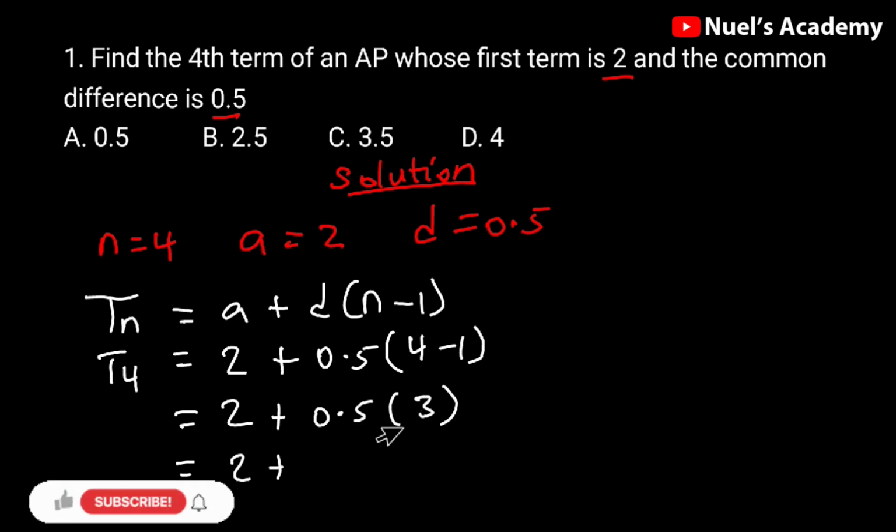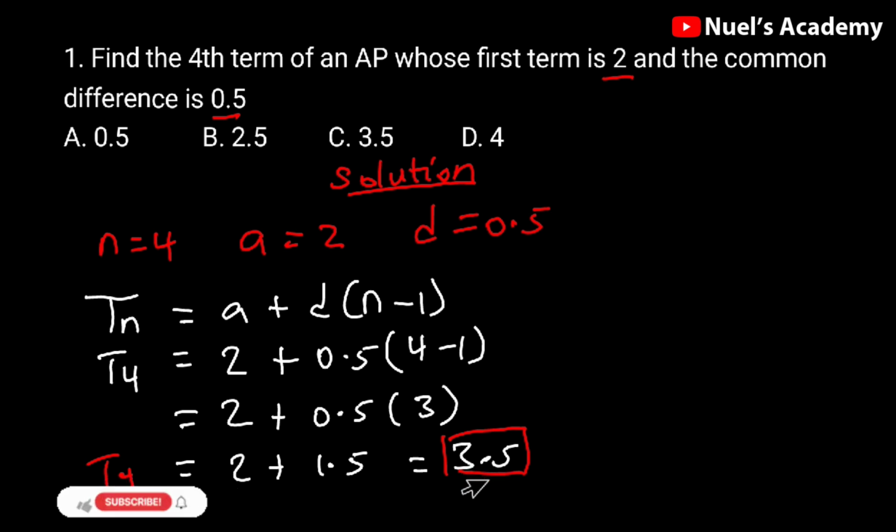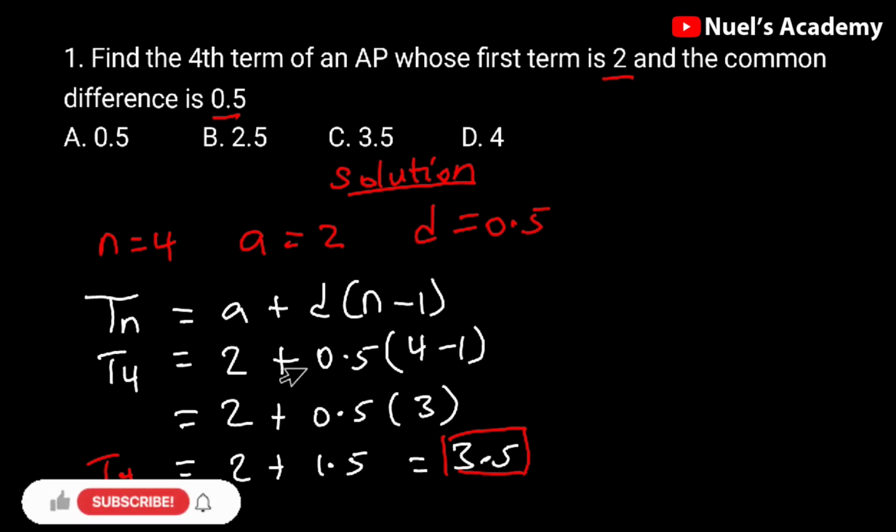1 over 2 times 3 is 3 over 2. 3 divided by 2 is 1.5. So 2 plus 1.5 is equal to 3.5, and this is the answer to this question. We have that the fourth term of this AP is equal to 3.5. Let's solve the second question.